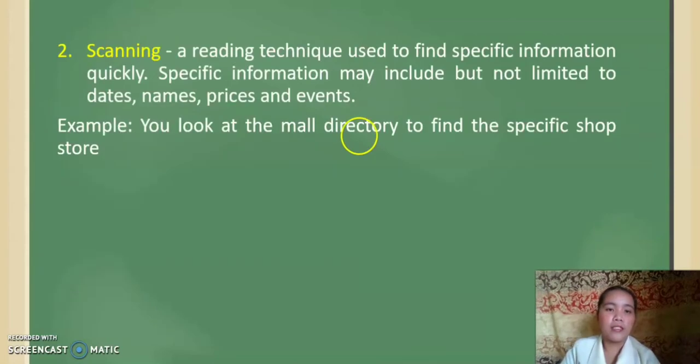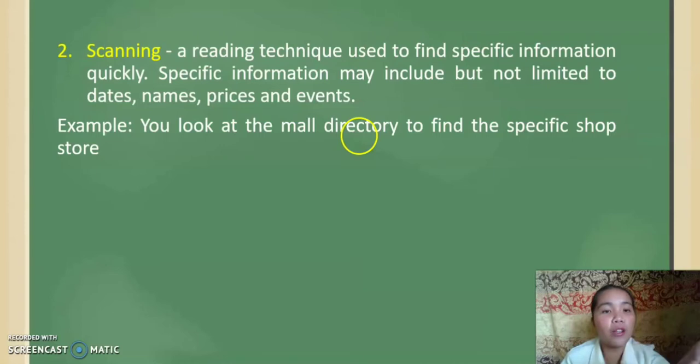Scanning. Scanning, a reading technique used to find specific information quickly. Specific information may include but not limited to dates, names, prices, and events. So an example here is you look at the mall directory to find a specific shop or store. Okay, this is scanning because you have something to find. You have specific information that you wanted to find.